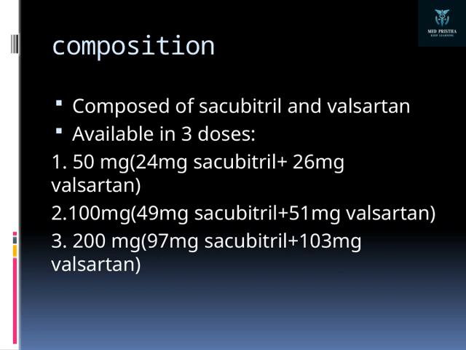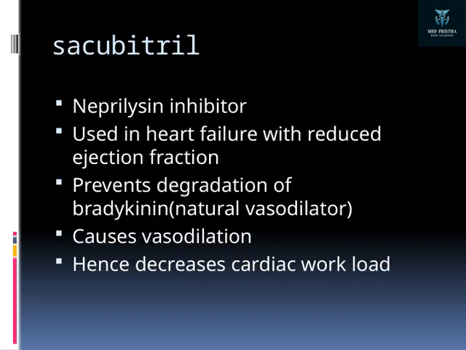Overall, the combination of these two components and the dosing options highlight how this medication offers a versatile approach to treatment. Today, I'd like to talk about sacubitril, which is a neprilysin inhibitor. It's specifically used in treating heart failure with reduced ejection fraction. What makes sacubitril interesting is that it works by preventing the breakdown of bradykinin, a natural vasodilator in our body.